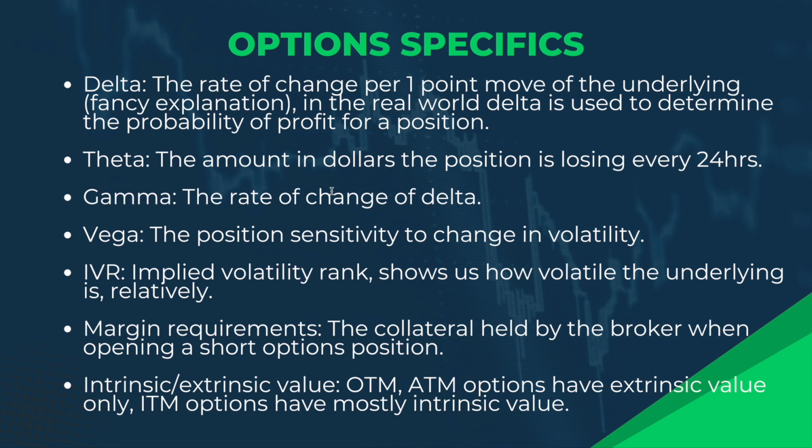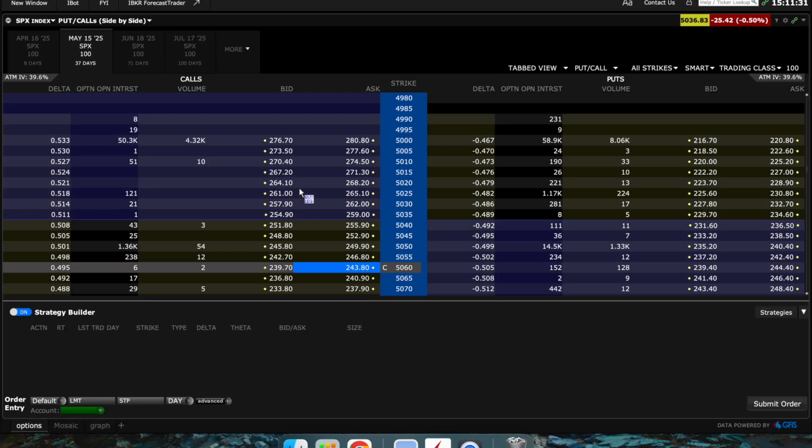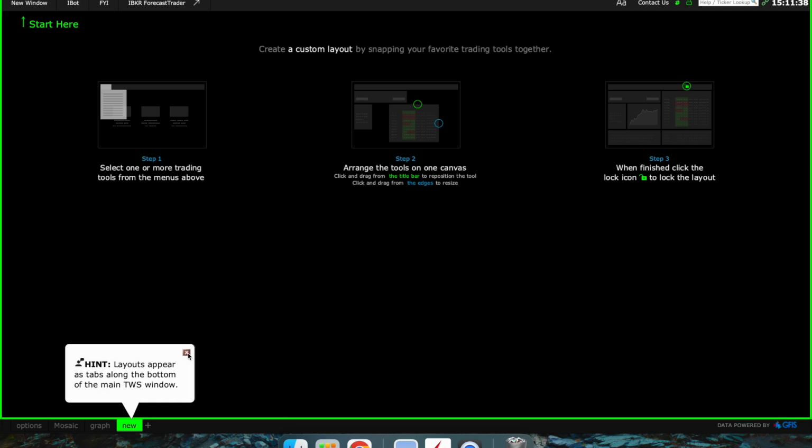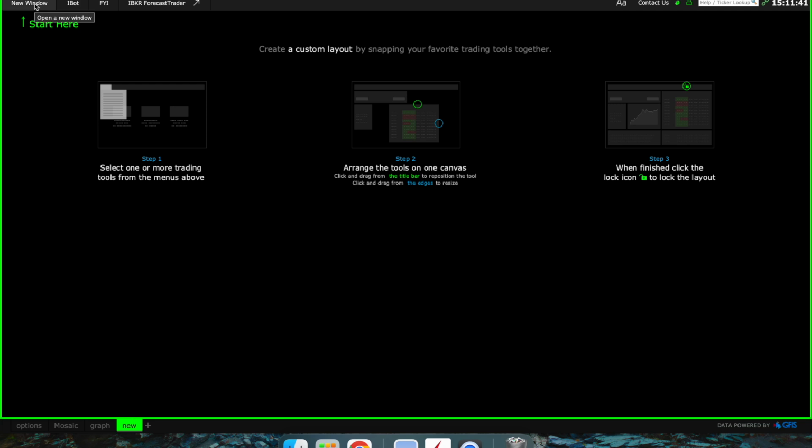Now, we already talked about the probability of profit, which is really important, which is what delta is used for. But again, your broker will display the numbers for you as well, which is, I think, really important. Let's see how I set up my Interactive Brokers account. So let's go ahead and just open a new window. I think this is also pretty important, because some people really have struggled with it, and I know this platform might not be the most friendly, but this is what I'm used to, and it has been doing pretty well for me.